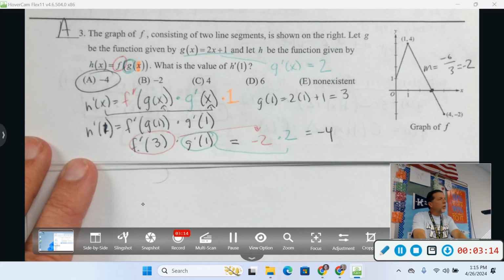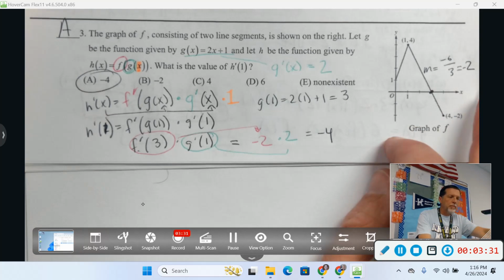Man, that was a multi-step deal there. Chain rule, power rule, using a graph to find function values and slope values, composite functions. There's a lot going on for number 3.